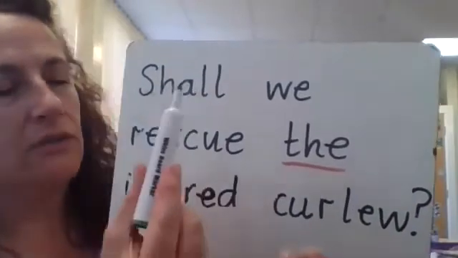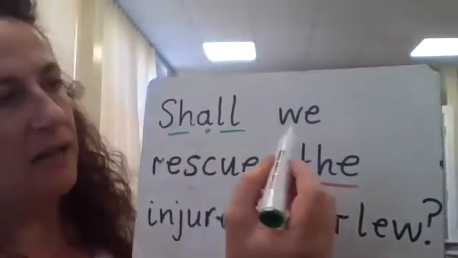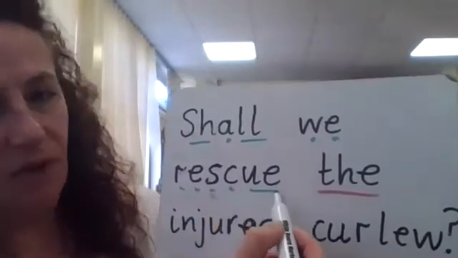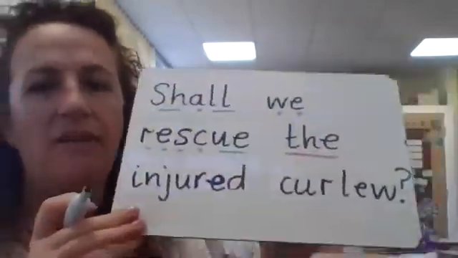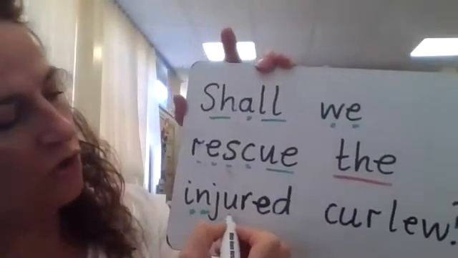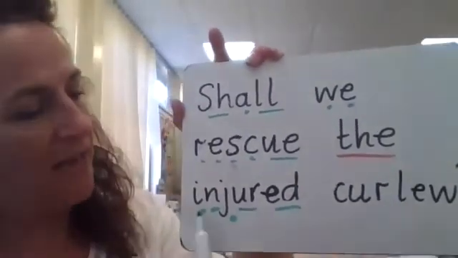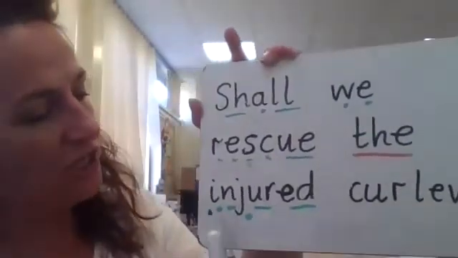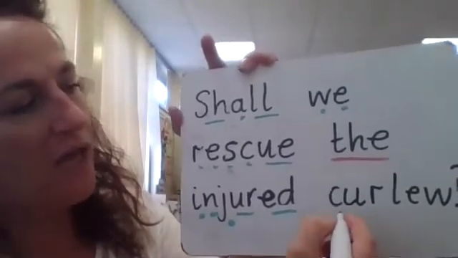Okay, so let's read our sentence. Shall we rescue the, now here is a long word. Let's sound it out. Injured. Well done. Well done, my class. We are cooking with gas today in here. Injured. Curlew.